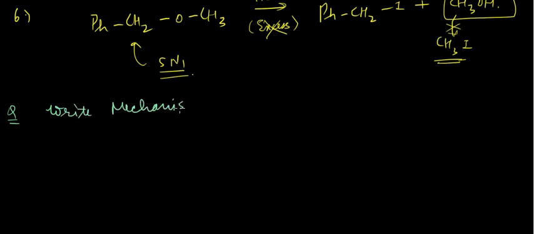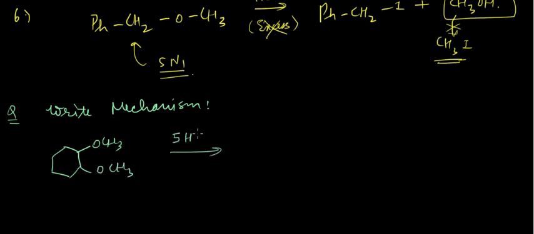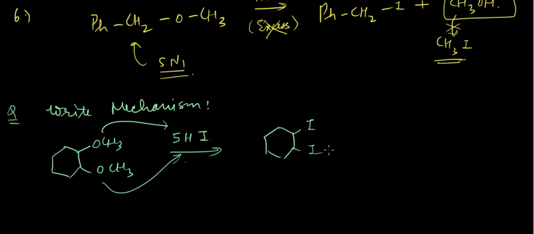Write the mechanism. So we have this structure, OCH3 and OCH3. It is reacted with 5 moles of HI. What will happen in the first step? Obviously, this and this will attack 2 moles of HI to form something like this, and 2 moles of CH3OH will be formed, and now we have only 3 HI left.